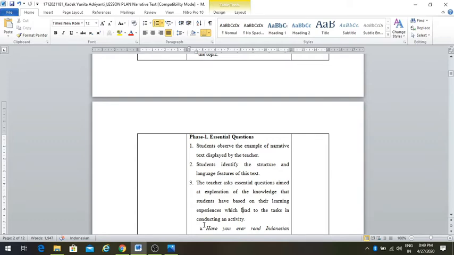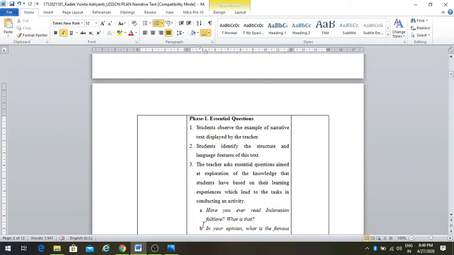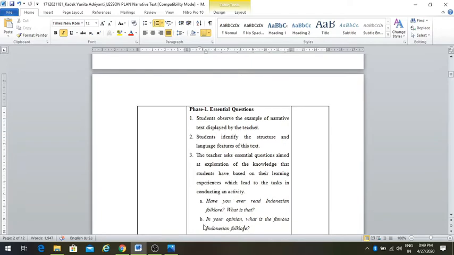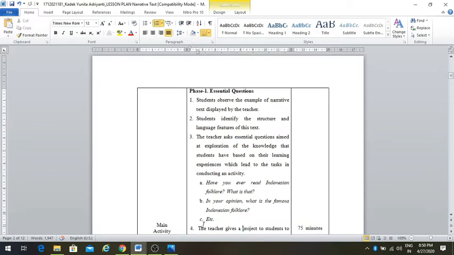So the teacher can give several questions like, have you ever read Indonesian folklore? What is that? For example, the students will answer Malin Kundang, Danau Toba, Roro Jonggrang, etc. Then the teacher goes on, in your opinion, what is the most famous Indonesian folklore? And then the students will answer that question.